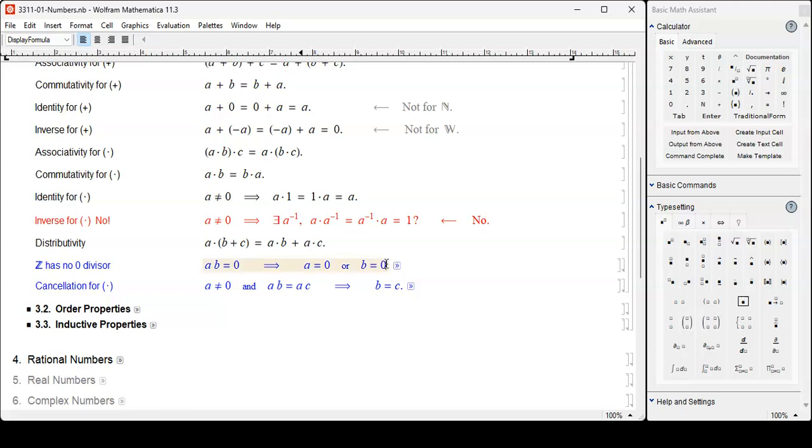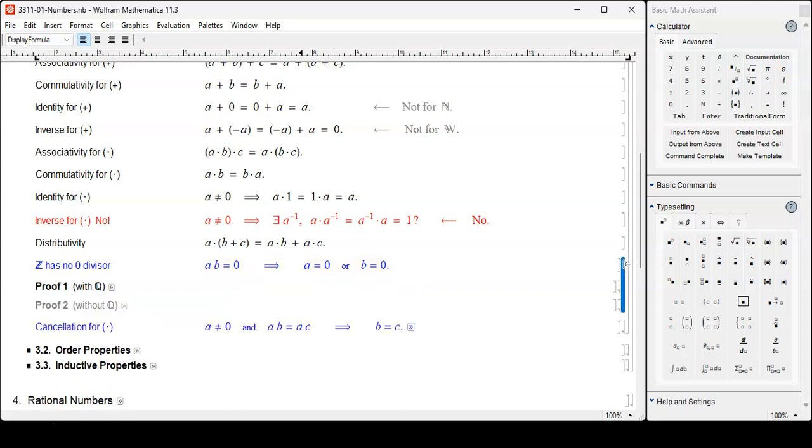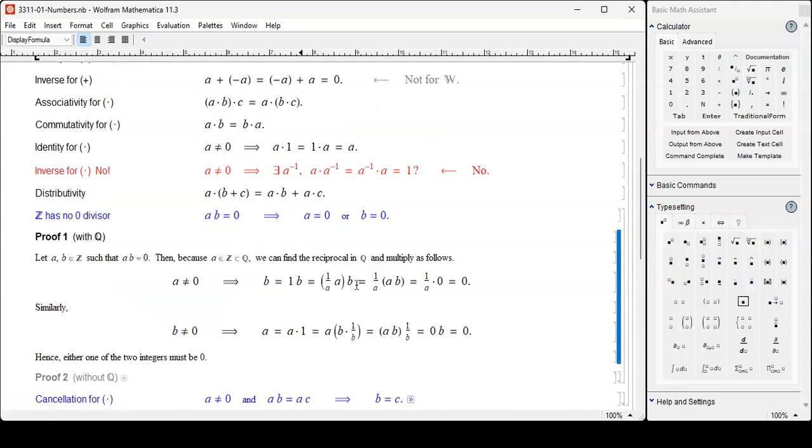How about this one here, zero divisor? Again, we can use rational numbers. If A is non-zero, then I can divide by A, so we get B equal to 0. If B is non-zero, then I can divide by B, so I'm going to get A equal to 0. Indeed, that's the proof.